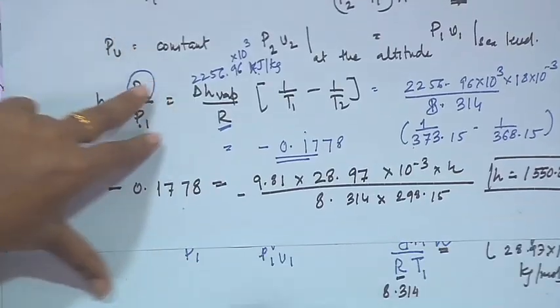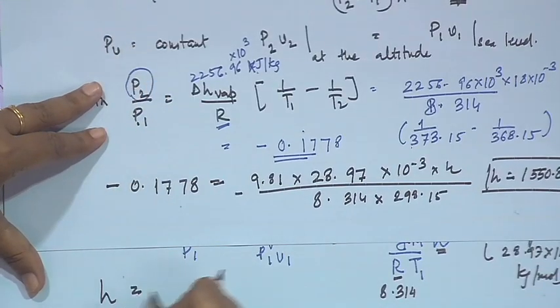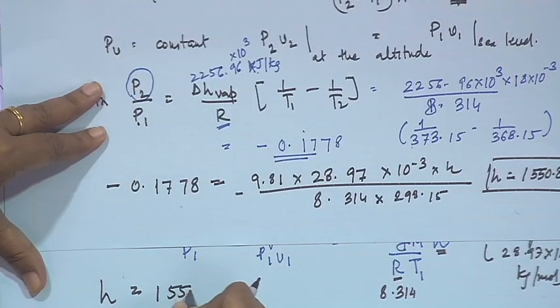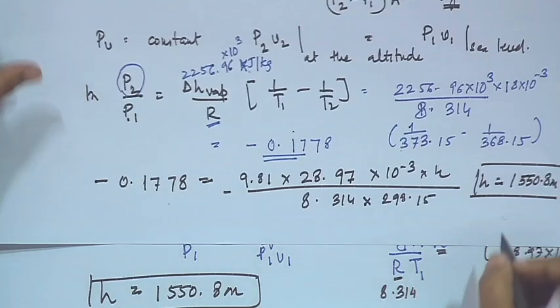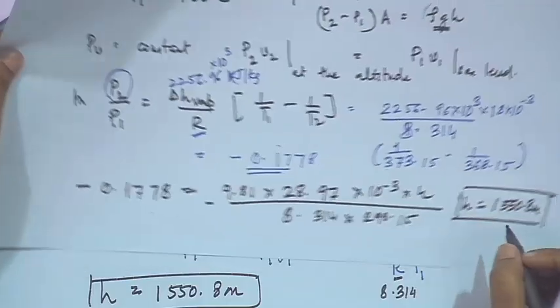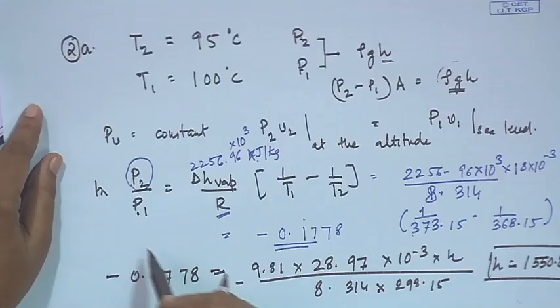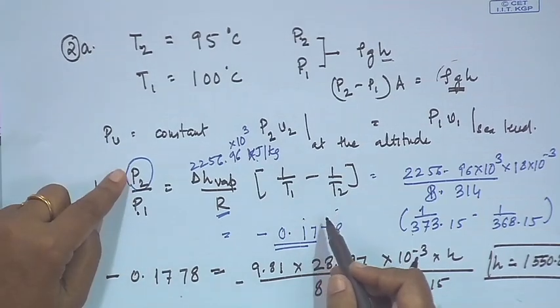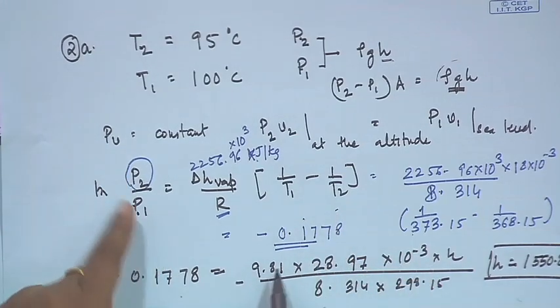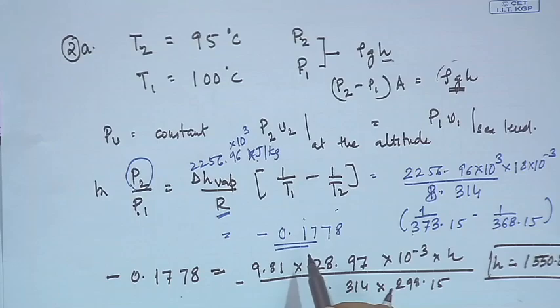Well, I'll write it slightly more. This is 1550.8 meters, right. So, therefore, what did you do in this case? In this particular case, basically using the Clausius-Clapeyron equation, you found out what should be ln P2 by P1 equals to, right. And then what you did?